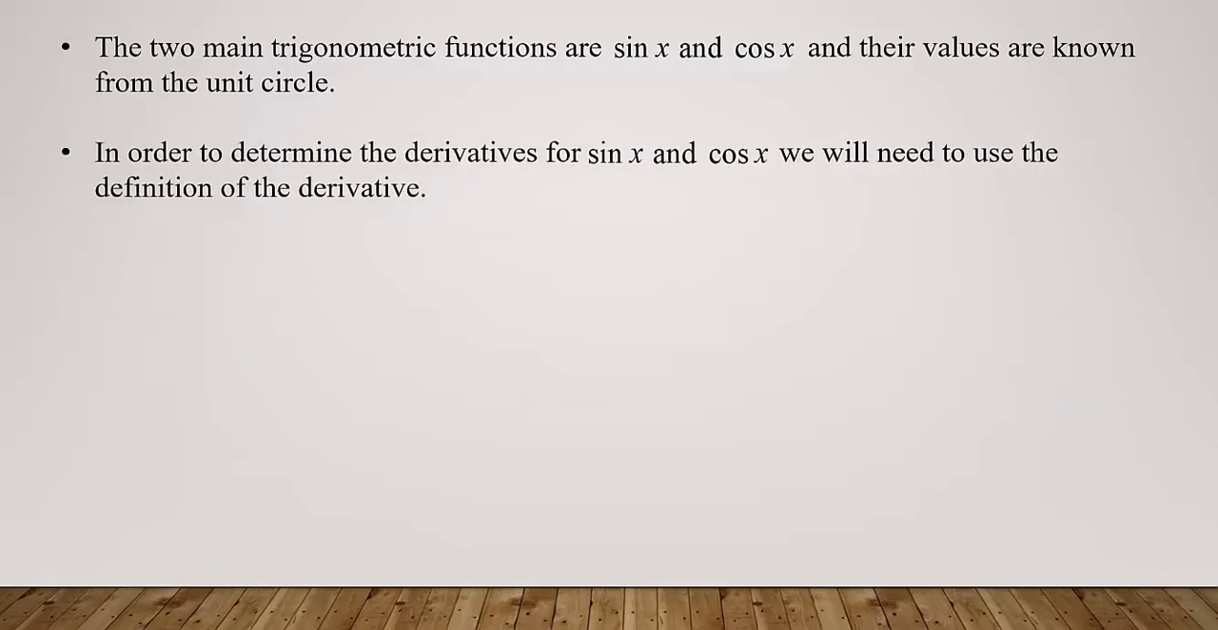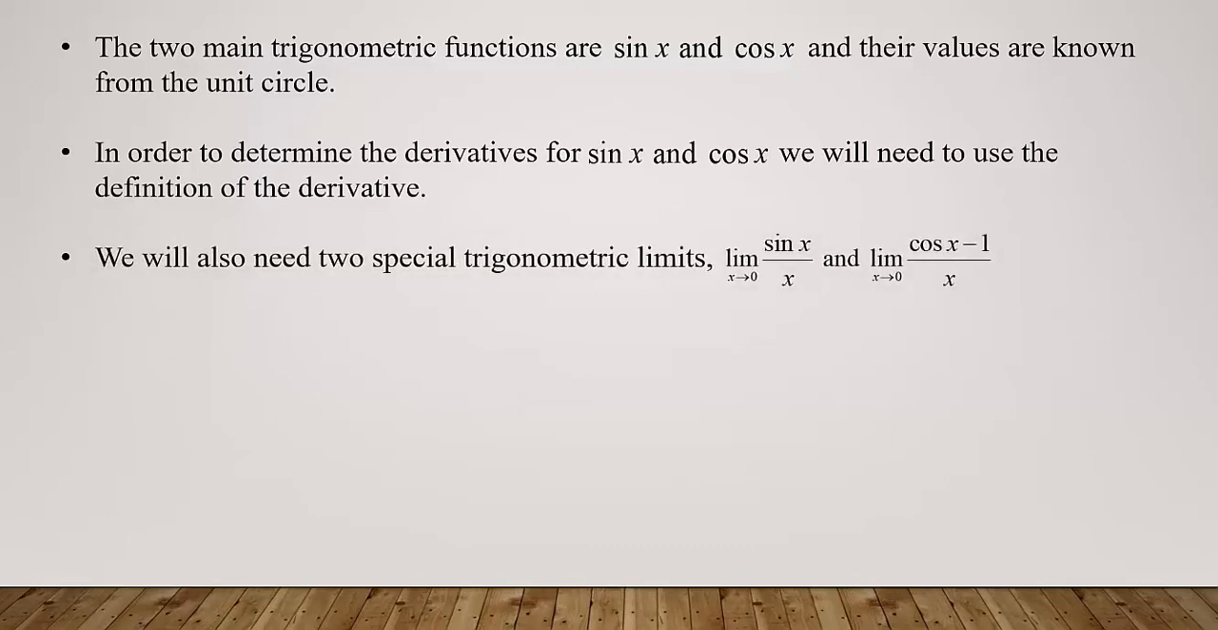Now, before we determine derivatives for sine x and cosine x, we're going to need to use the definition of the derivative to do that. And before we get to that point, we're going to have to develop two special trigonometric limits. Specifically, the limit as x approaches 0 of sine x over x, and the limit as x approaches 0 of cosine x minus 1 over x.